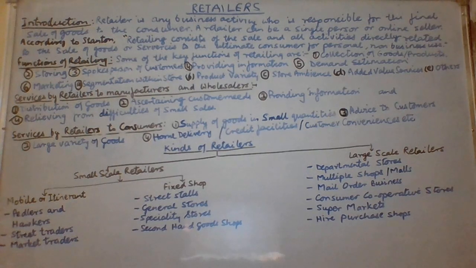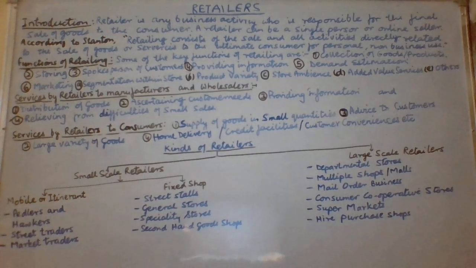They want to remove the hindrances of these requirements so that they get satisfied. Second aspect is the services by retailers to the consumers. This is an important aspect. The first important aspect is the supply of goods in small quantities. A retailer makes available to the customers all commodities in smallest possible quantities. The customer need not store the goods.